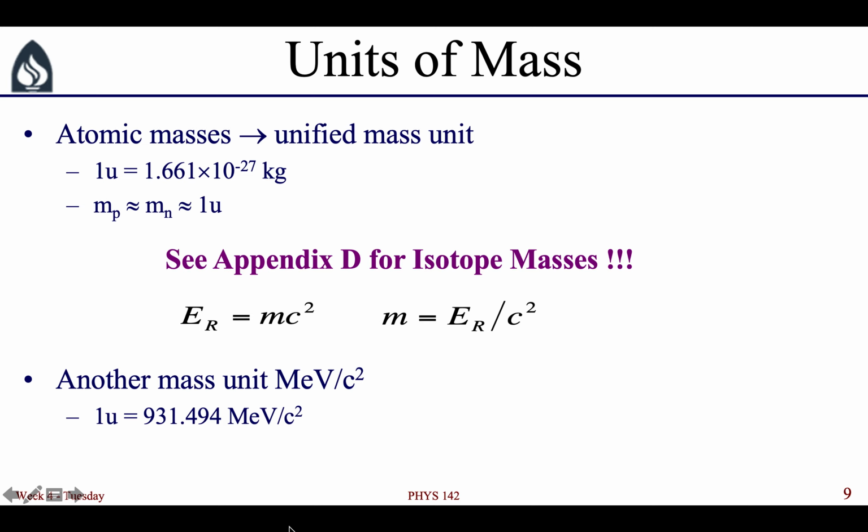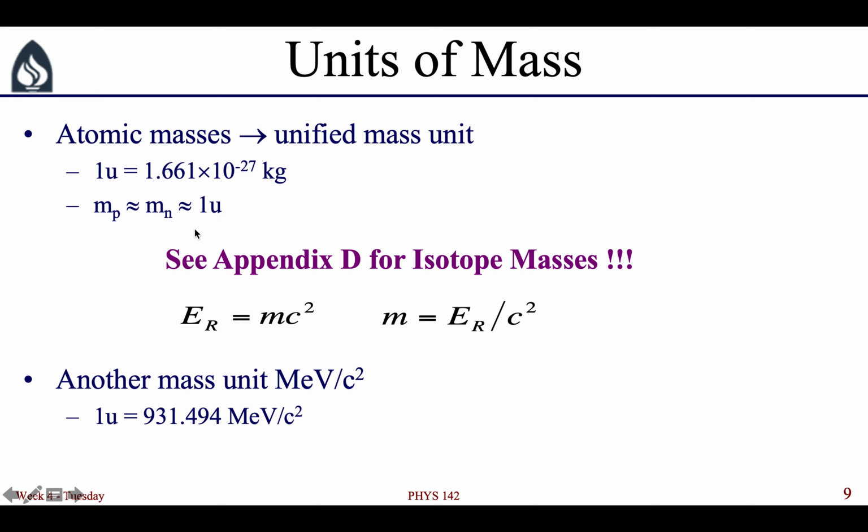The masses of atoms are typically expressed using a unit called the unified mass unit, and the symbol u is used for this unit. So one unified mass unit is equal to 1.661 times 10 to the minus 27 kilograms. Now the mass of a proton and the mass of a neutron are approximately equal to one unified mass unit, although we'll be seeing that they are actually both just a hair over that.